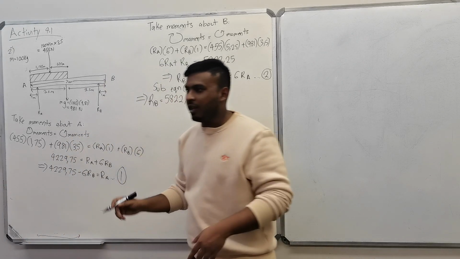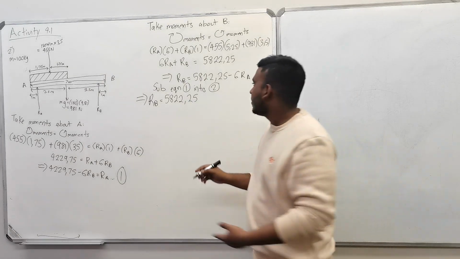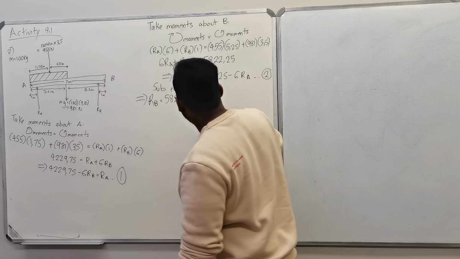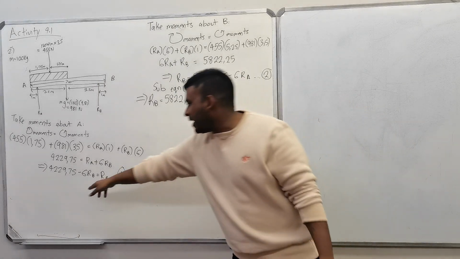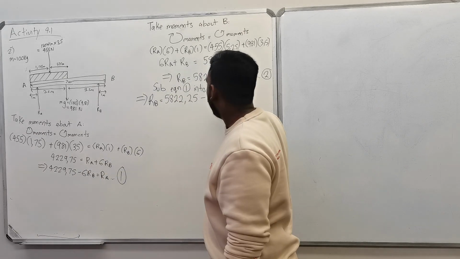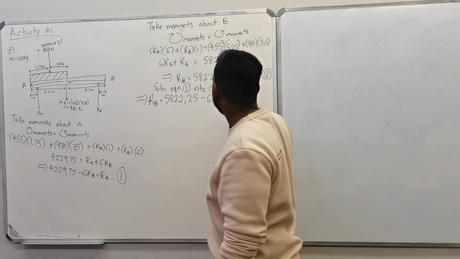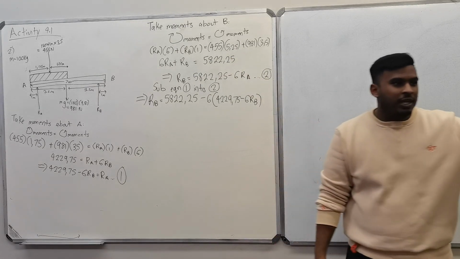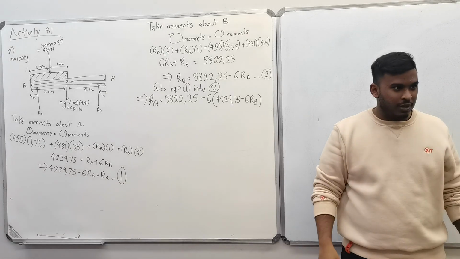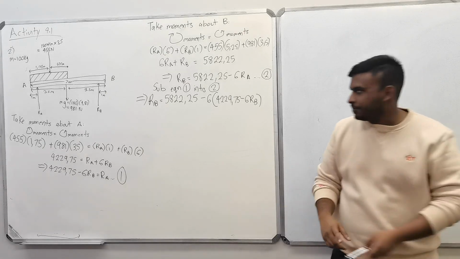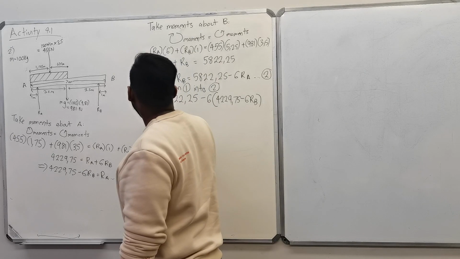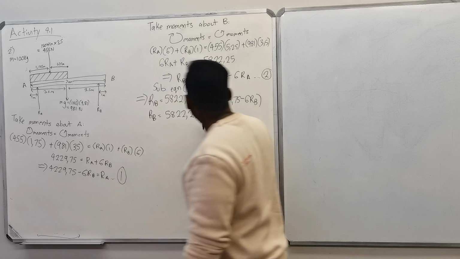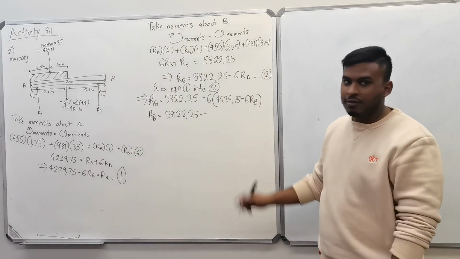So later on, if I go back and read it, I'll remember what I'm saying. Okay, so RB is equal to 5822.25 minus 6 times whatever RA is. We said that RA is equal to this, so this will be 4229.75 minus 6RB. Now we have one linear equation with one unknown variable, so we can solve for that. So RB is equal to 5822.25 minus 6 times 4229.75.